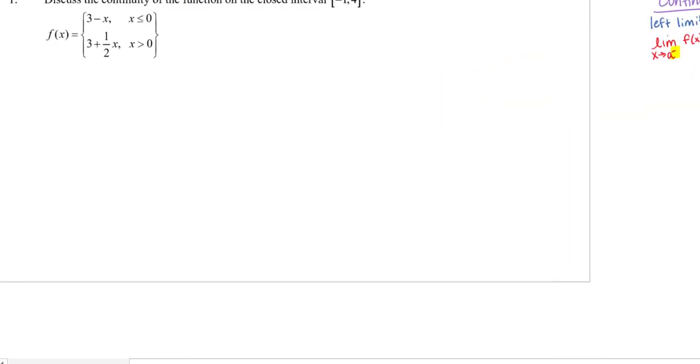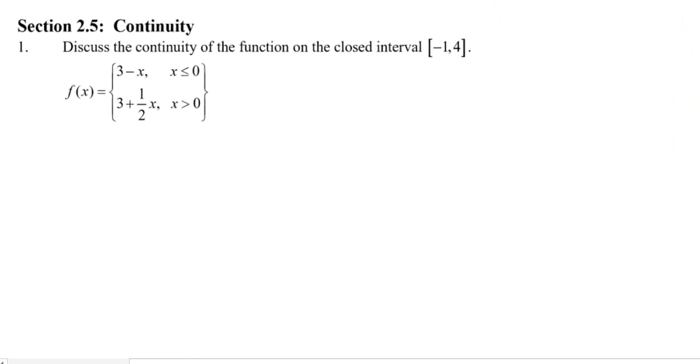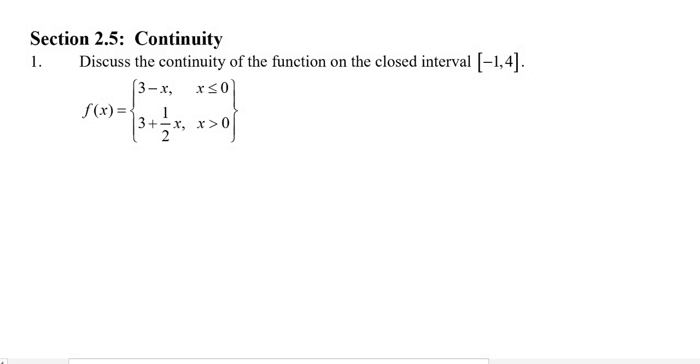So let's look at what this means for this first problem in our continuity notes. Discuss the continuity of the function on the closed interval -1 to 4. First and foremost, I'd like you to recognize this is a piecewise function that we are given. The first piece of my function is linear, just a line. And the second piece or graph is a line as well. So this yellow function is a line and this blue function is a line.